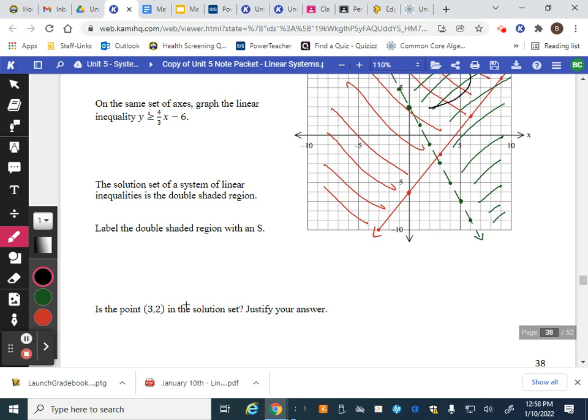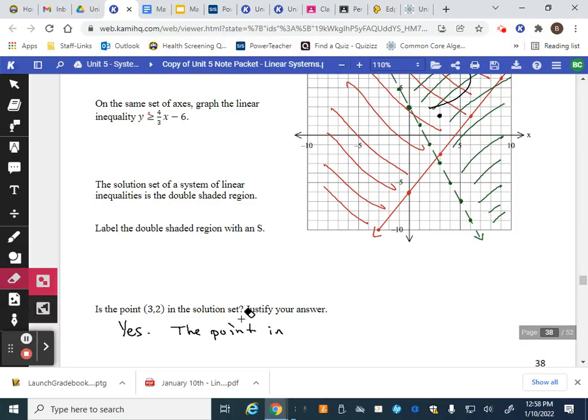All right, so the last question is, is 3, 2 in the solution set? 3, 2 is right there in the double shaded region, so the answer would be yes. The point is in the double shaded region.